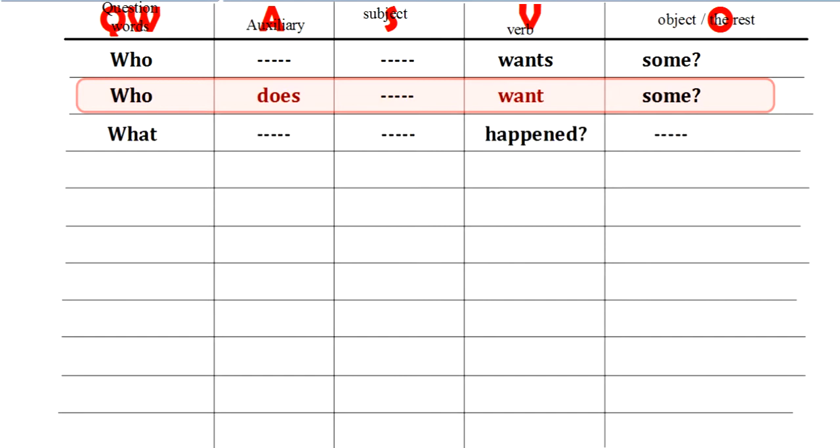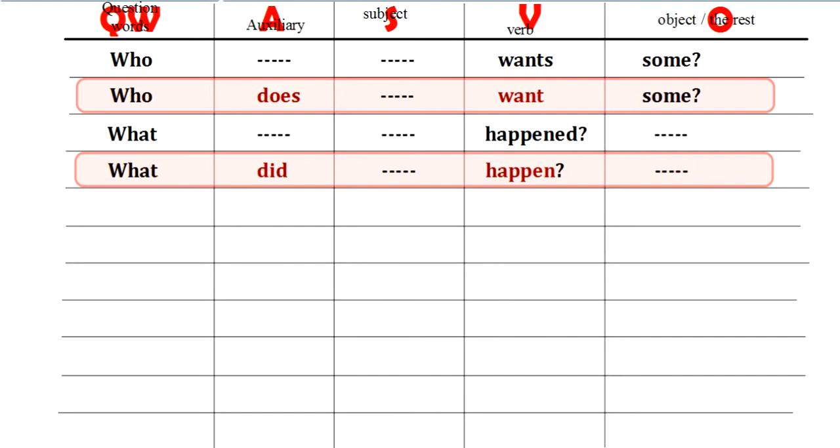Here's another example with what in the simple past. It's a simple tense. I don't know the subject, so I'm not going to use the auxiliary did. Instead, I'm going to conjugate the verb to happened. We don't want to say this. This would be wrong.